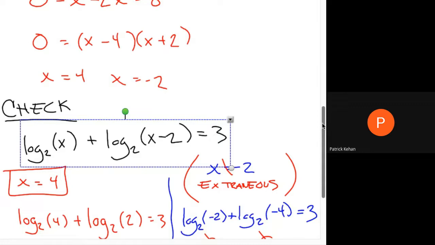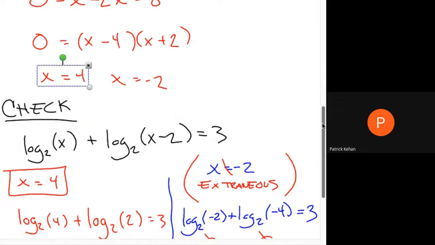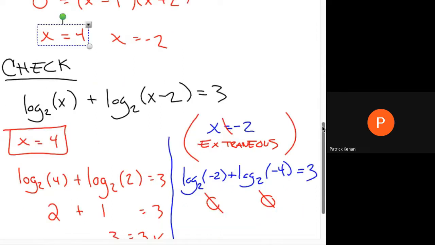And ultimately, you're looking, does the value of the variable we're checking right now produce a 0 or a negative inside one of those logarithms? Ultimately, you're really checking to see, does the equation check out and work? But if the value of your variable produces a negative or 0 inside the logarithm's argument, it's not possible.